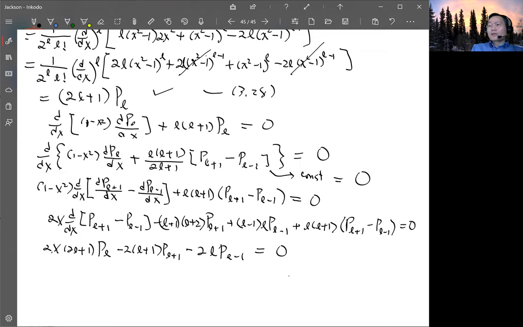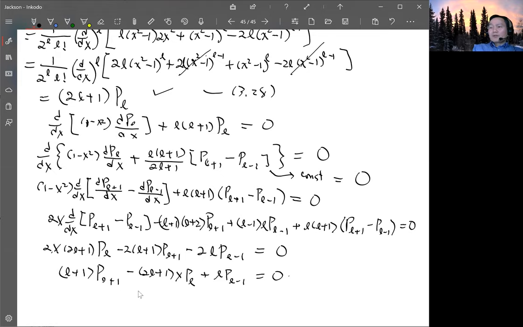So let's see what we have here. Everything has a 2, so you cancel the 2. You have L plus 1 times P sub L. I'll rewrite that and it becomes L plus 1 times P sub L plus 1, and then minus the first term, minus 2L plus 1 P sub L, times x, this x here, so x times P sub L. And then plus, because it moved to the other side, plus L times P sub L minus 1 equals 0.